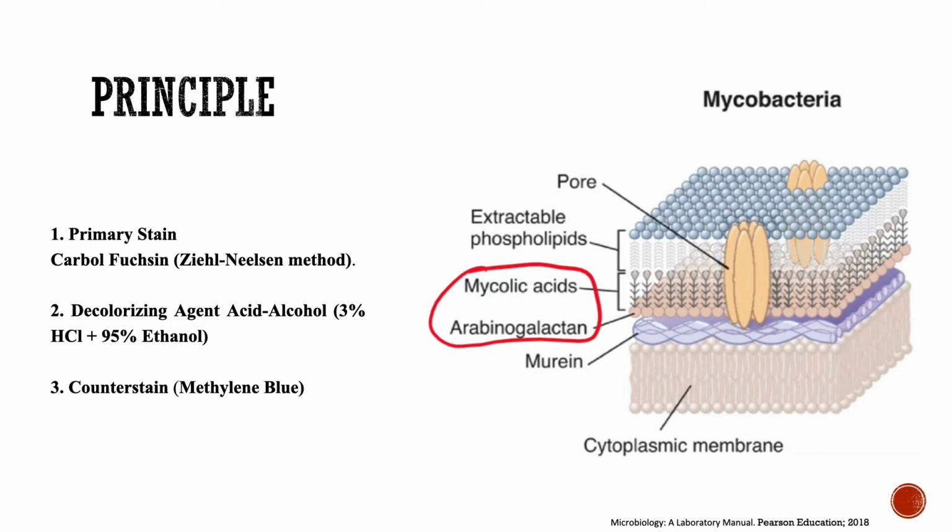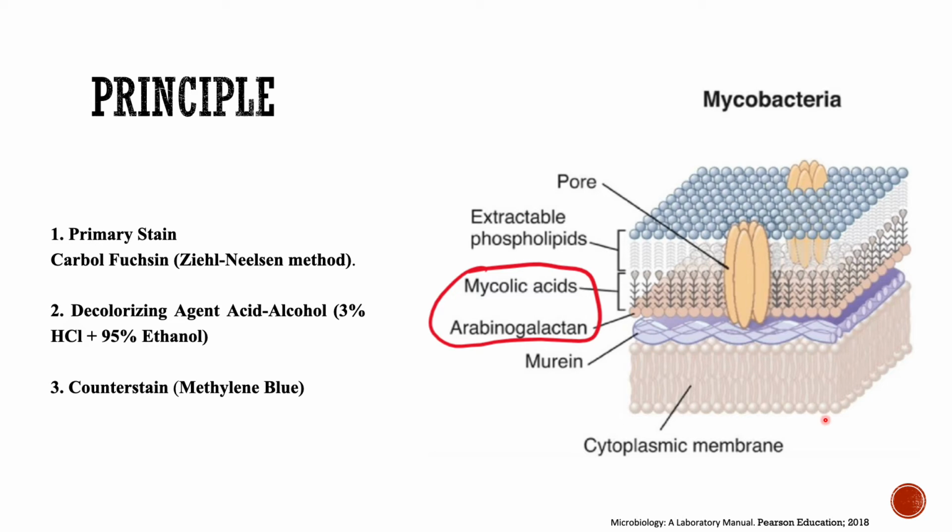Okay students, the shape of the mycobacteria is rod, with a lipid-laden cell wall. I will discuss this while explaining the principle. What is going to happen here, and what are the characteristics? The high lipid content makes them acid-fast on staining.